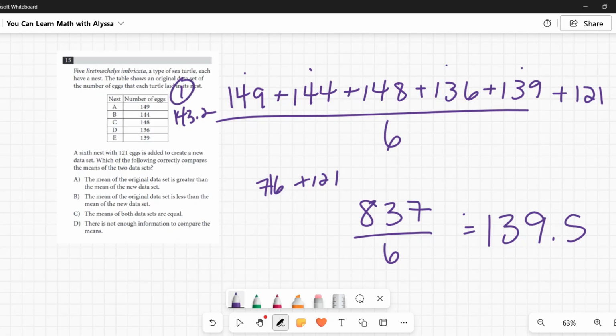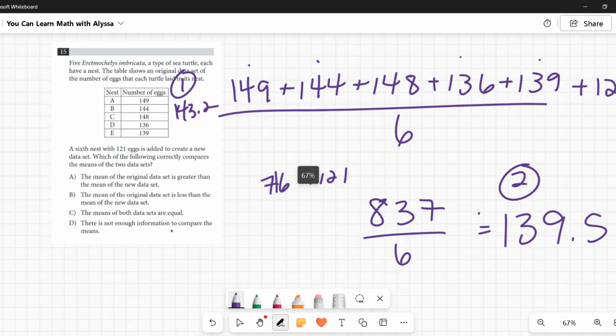This is data set 1, and this is data set 2. And let's look at our options. The mean of the original data set is greater than the mean of the new data set.